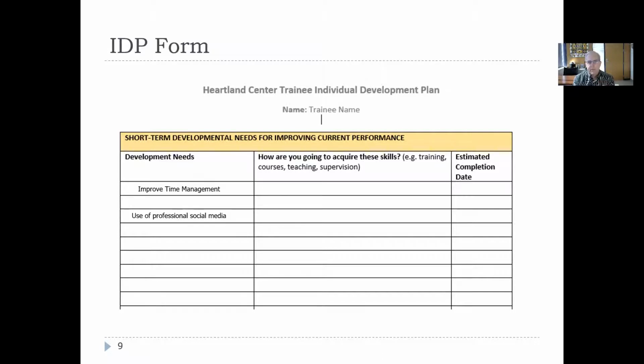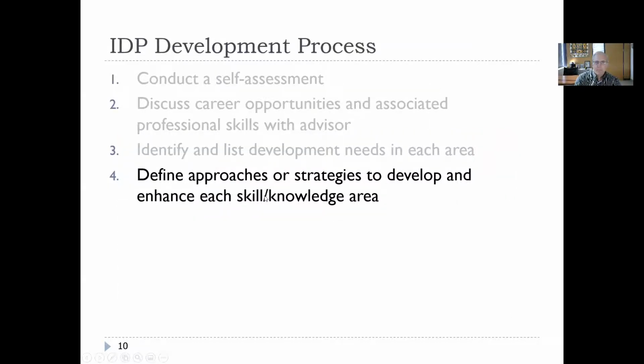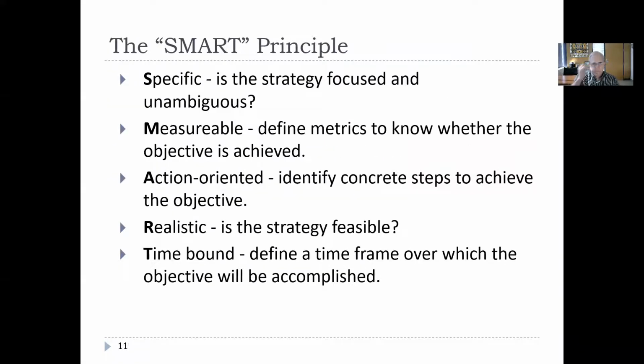So there's the needs. Now the next step, as you can see, is how are you going to acquire those needs. So that's the 4th step. Define the approaches or strategies to develop and enhance your skill and knowledge area. This can be tough. You may not know, but this is the SMART principle that they use in business. Try to make these as specific as possible. I need to attend a seminar on... They should be measurable as best you can.